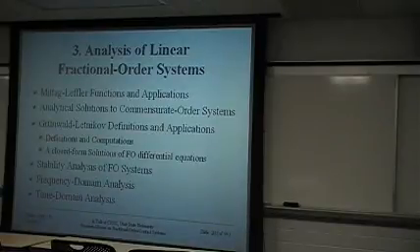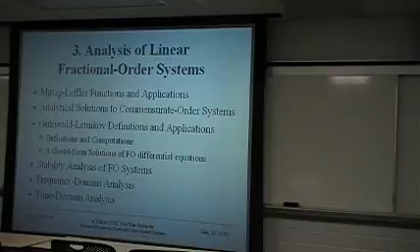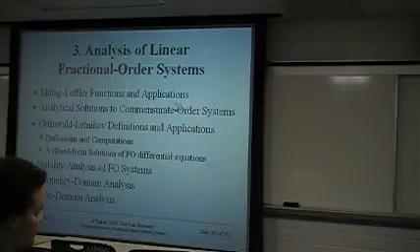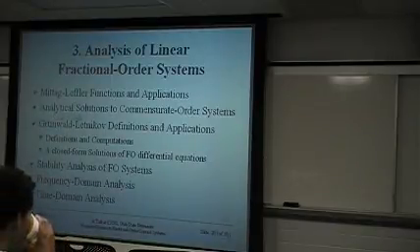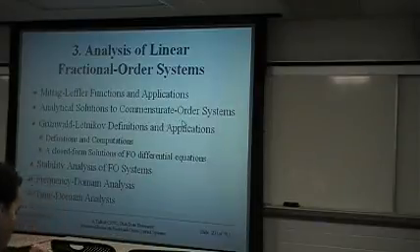And in this part, I will talk about the Mittag-Leffler function first, with application, and also how to calculate it with the use of Matlab functions. And then I will talk about the analytical solution of commensurate order systems.